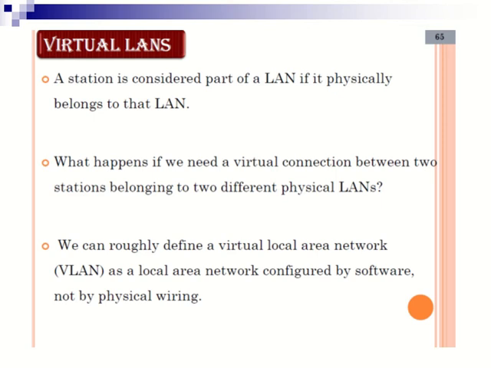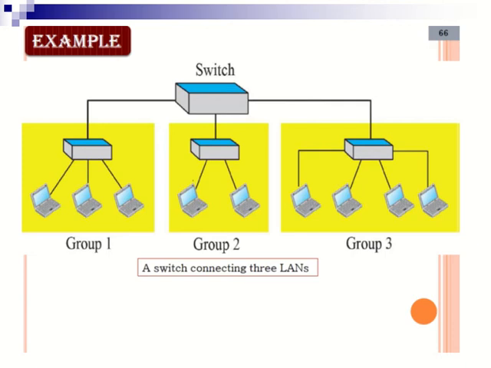So this video covers virtual LAN, its membership, how to configure it, as well as the advantages of having virtual LAN. A station is considered to be a part of a LAN whenever it physically belongs to that particular LAN. So, virtual LAN is something like a local area network configured by software and not by the physical wiring. Everything will be maintained or configured by software, and there is no physical wiring between them. Let us use an example to elaborate this definition.